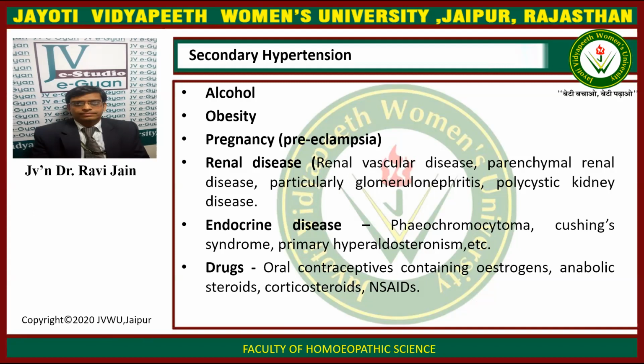I will again repeat the secondary hypertension causes: alcohol, obesity, pregnancy, that is preeclampsia, various kinds of renal diseases like renal vascular disease, parenchymal renal disease, particularly glomerulonephritis, polycystic kidney disease, various endocrine diseases like pheochromocytoma, Cushing syndrome, and primary hyperaldosteronism, and various kinds of drugs like oral contraceptives containing estrogen, anabolic steroids, corticosteroids, NSAIDs, etc.